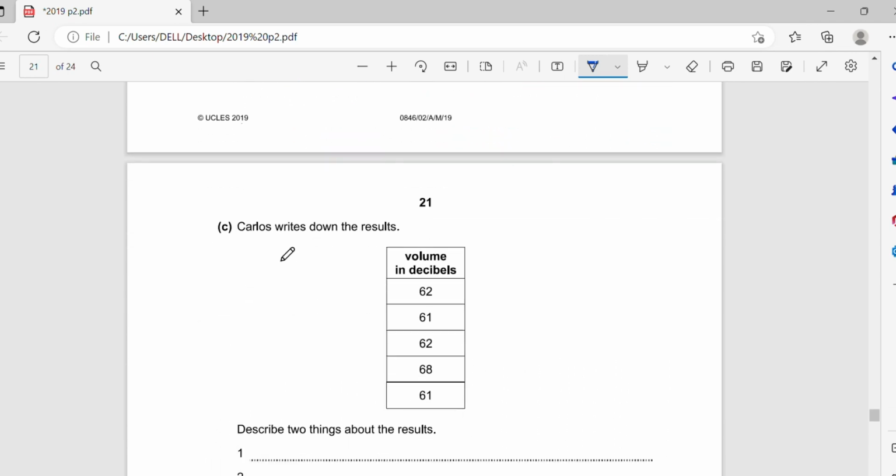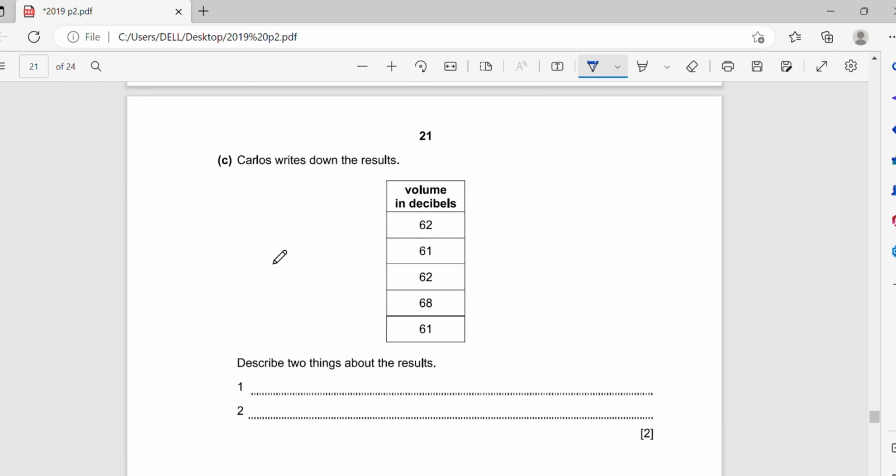Carlos writes down the results. The volume in decibels is 62, 61, 62, 68, 61. Describe two things about the results. If we look at the results, they are all in the 60s. But actually one value, 68, is a bit odd compared to the others, so 68 might be wrong. What else can we say about this table? We can say that 68 is the highest and 61 is the lowest.